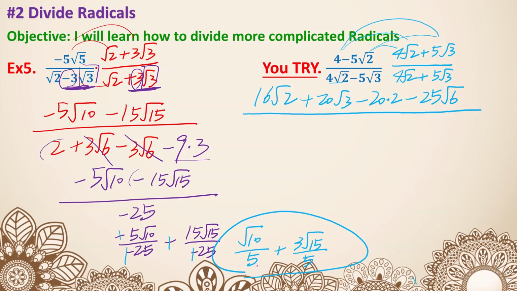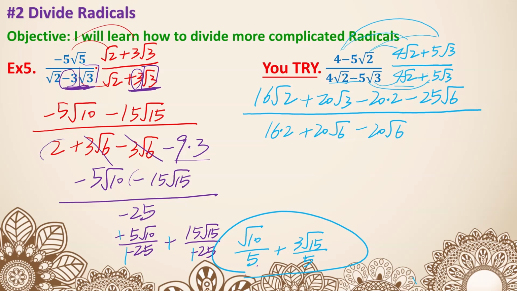On the bottom, 4 square root of 2 times 4 square root of 2 is 16 times 2. 16 comes from the 4 times 4. Then the 2 comes from the square root of 2 times square root of 2. Then we have 4 square root of 2 times the 5 square root of 3, which is 20 square root of 6. Then we're going to subtract 20 square root of 6. Lastly, negative 5 square root of 3 times a positive 5 square root of 3.